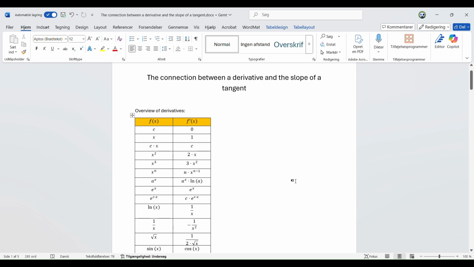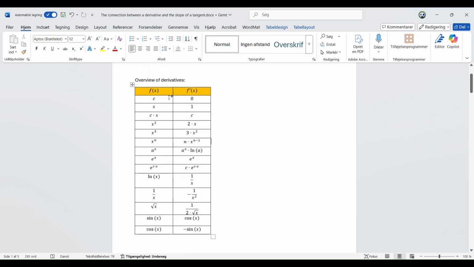channel. My name is Tobias, and today we're going to look at the connection between a derivative and the slope of a tangent line. So first up, we have to have this overview of derivatives.